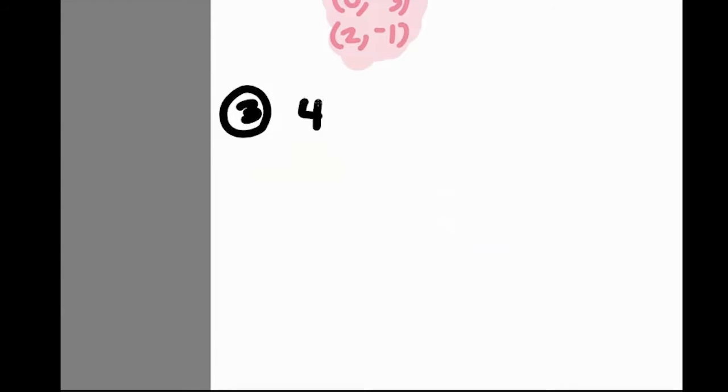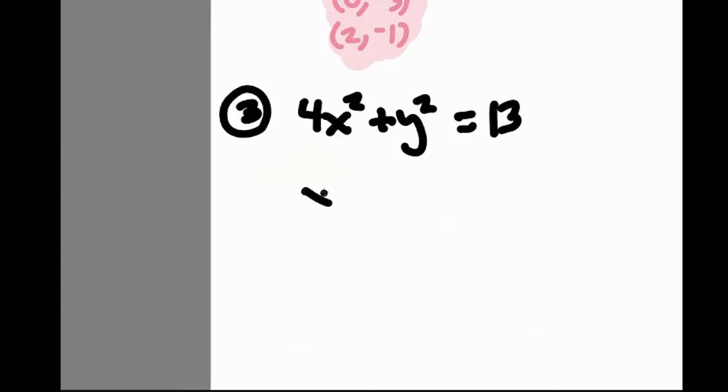So for 3, we have 4x squared plus y squared is equal to 13. And then we have x squared plus y squared is equal to 10.